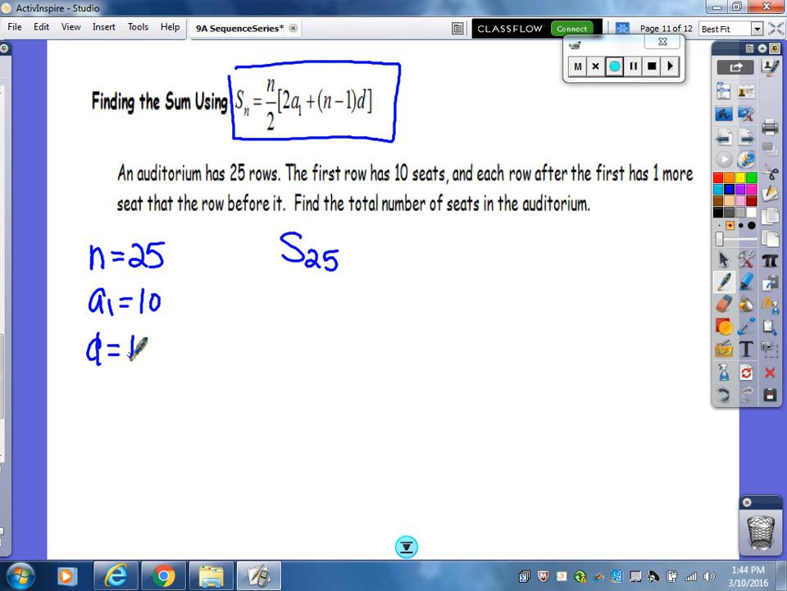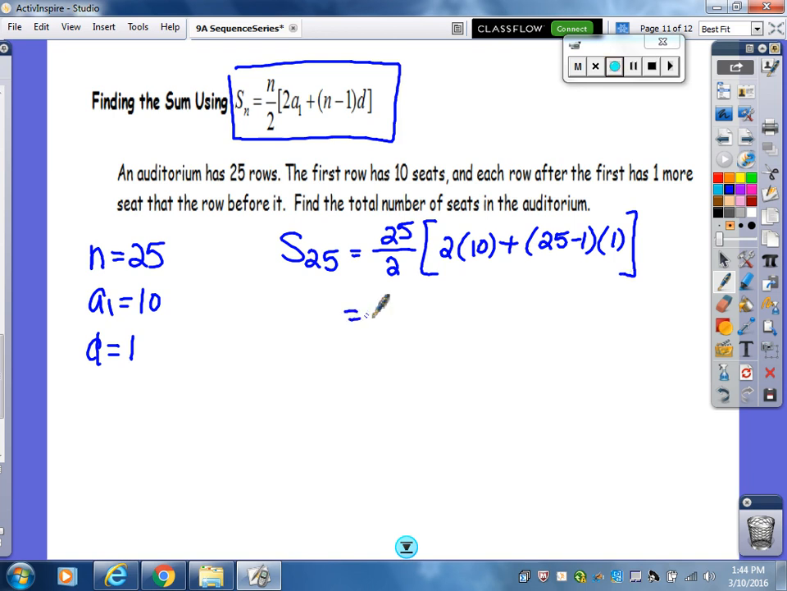Notice that I can't use the previous formula because I don't have what my last term would be. So that's why I want to use this formula instead. This one doesn't rely on the last term. So let's just plug and chug into my formula. S sub 25 is 25 over 2 times 2 times my first term, which is 10, plus n, which is 25, minus 1, times my common difference, which in this case is just 1. All right, so we just need to do the arithmetic.